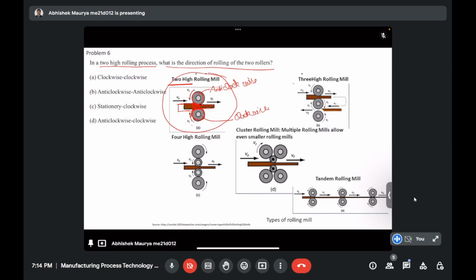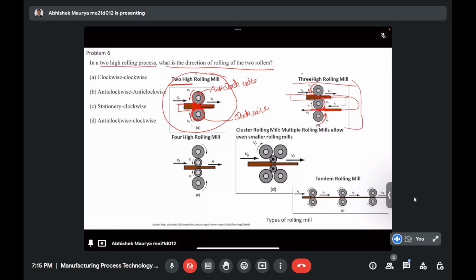Similarly, we have three high rolling mills. Here, if you see, this roller is rotating in anti-clockwise direction, the second roller is rotating in the clockwise direction, and the last roller is again rotating in anti-clockwise direction. So what is happening here? For the first reduction, the billet goes in between the first and second rollers, and the deformed material is again fed in between the second and third roller, and it gets further deformed. So this type of configuration is called the three high rolling mills.